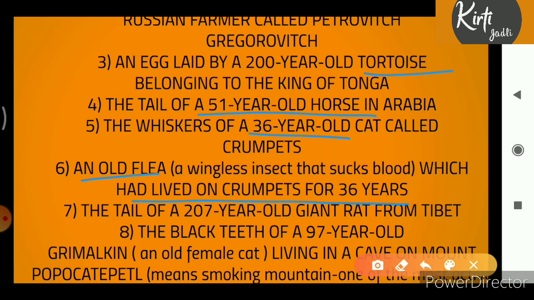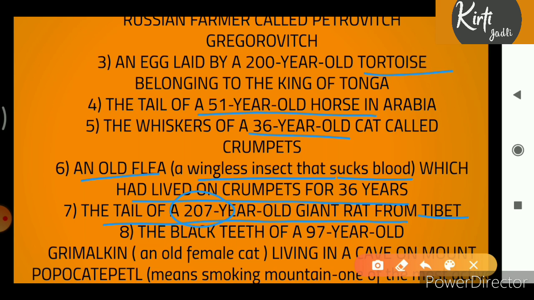So what is a flea? A flea is a wingless insect which does not have wings, right? And it sucks blood. The tail of a 207-year-old giant rat. You know what a rat is? A rat is a bigger form of a mouse. It's from the same family of mouse, but it's quite bigger in size. If you must have seen Harry Potter, the character Ron Weasley, he owned a rat. But imagine this rat was 207 years old.